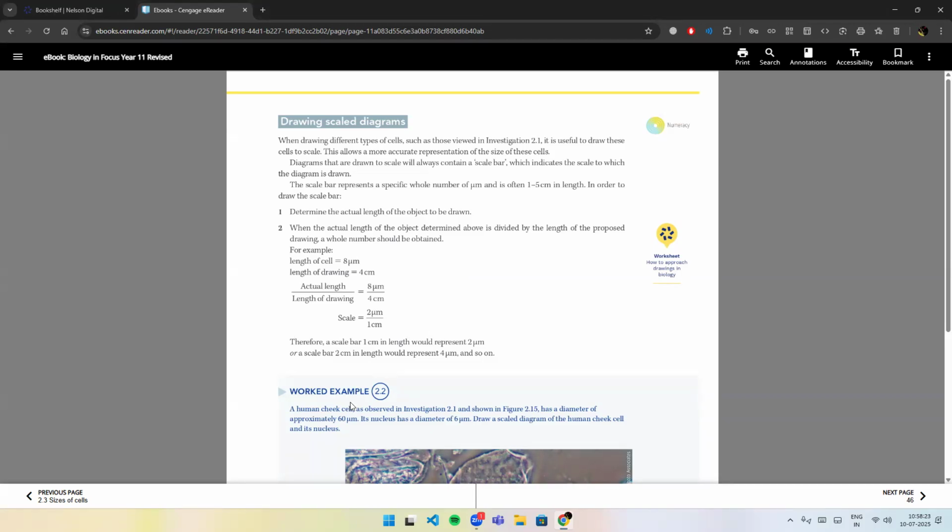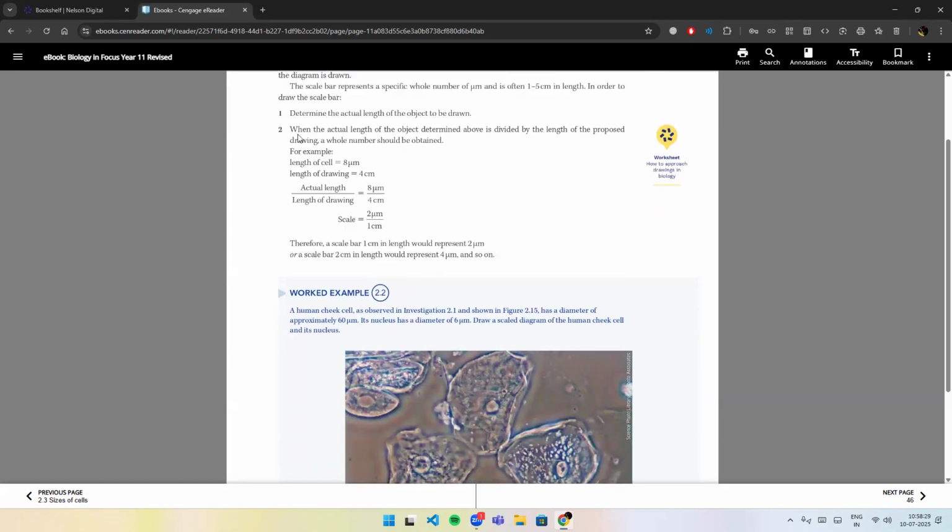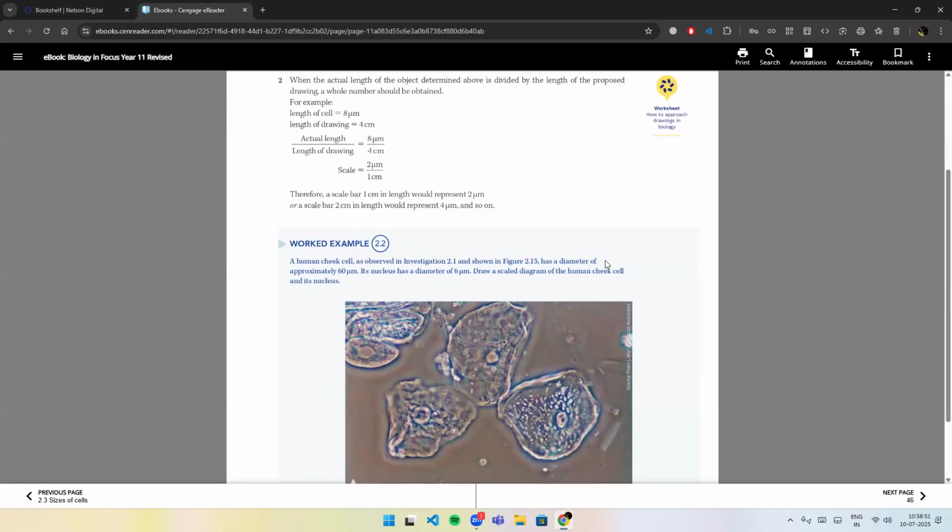When the actual length of the object determined above is divided by the length of the proposed drawing, a whole number should be obtained. For example, the length of the cell is 8 micrometers and the length of the drawing is 4 centimeters. So actual length over length of drawing will be 8 micrometers over 4 centimeters, which means the scale will be equal to 2 micrometers over 1 centimeter. Therefore, a scale bar 1 centimeter in length would represent 2 micrometers, or a scale bar 2 centimeters in length would represent 4 micrometers, and so on.